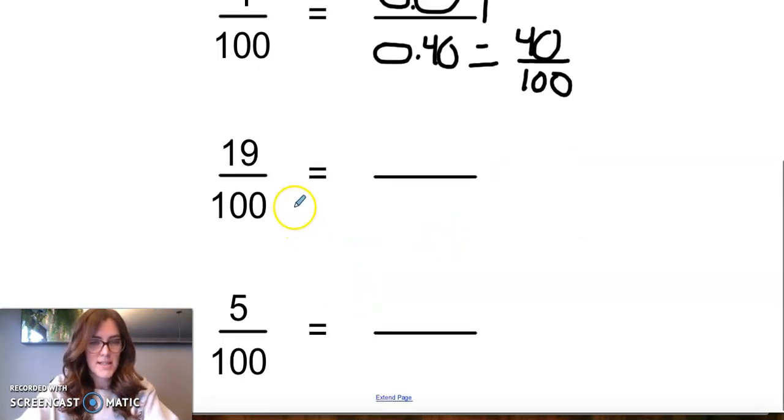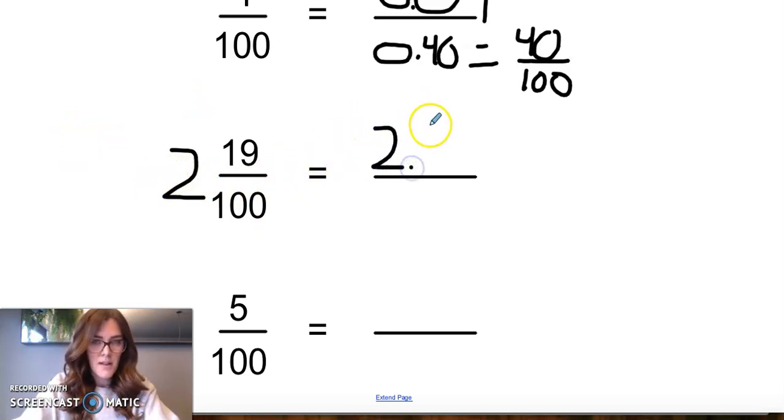Let's go to our next example. So we have 19 hundredths. I'm going to do a whole number here. So we're going to do 2 and 19 hundredths. We have our whole number, so that means the number before the decimal will be a 2. And then we write 19. That means we have 19 hundredths after.